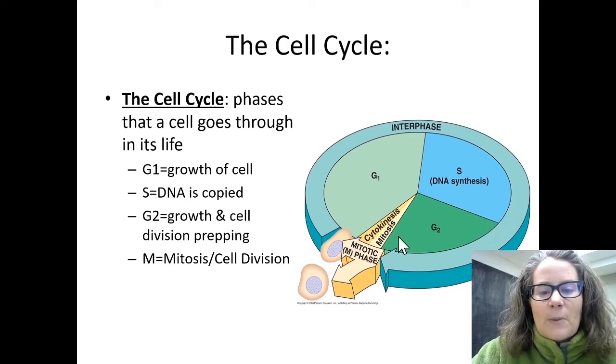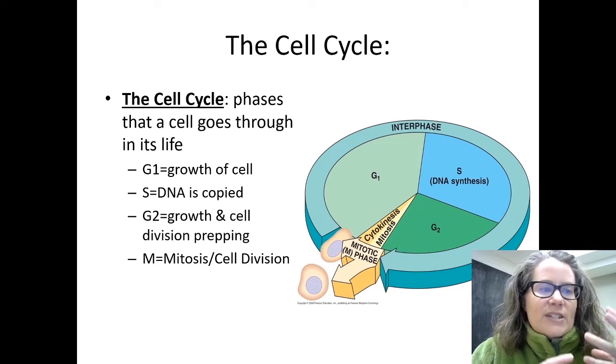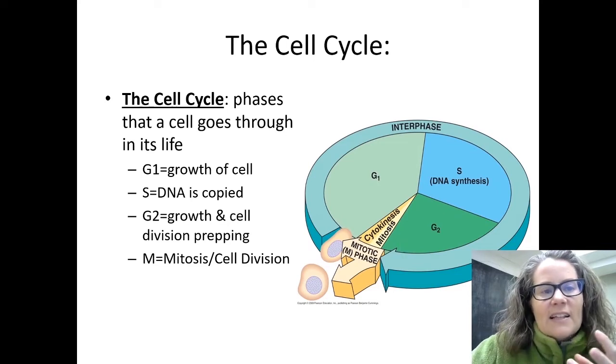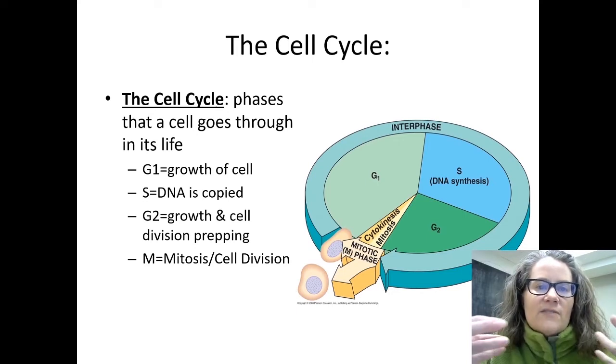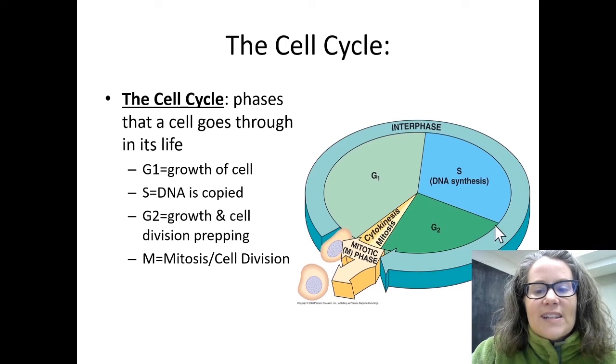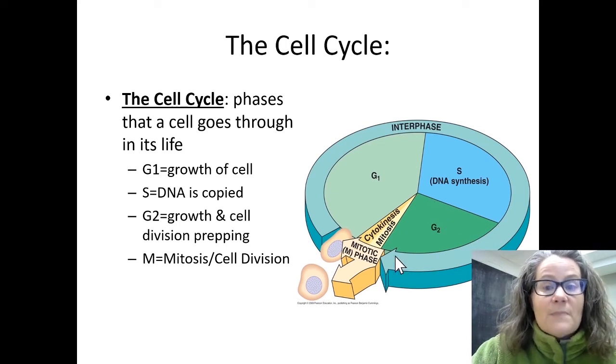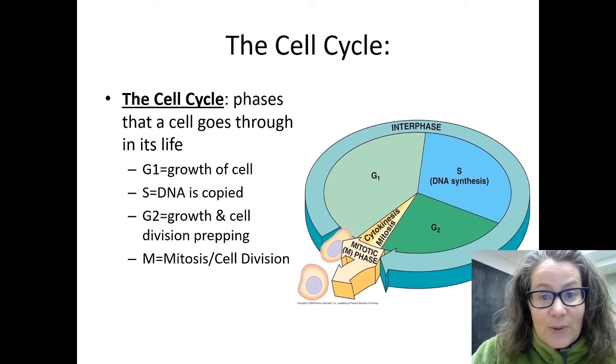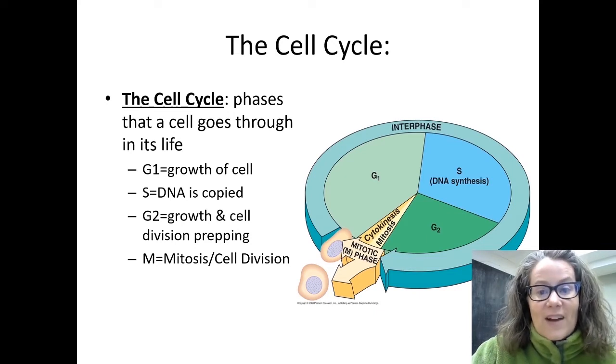G2 is all about prepping for cell division. So you will divide your centrioles. If you're an animal cell, you will get ready to divide the cell. So make sure you have enough mitochondria. You've also just copied all these chromosomes, and so you might want to check to make sure that you haven't made mistakes. And so you'll proofread your chromosomes and make sure that they are ready to go.